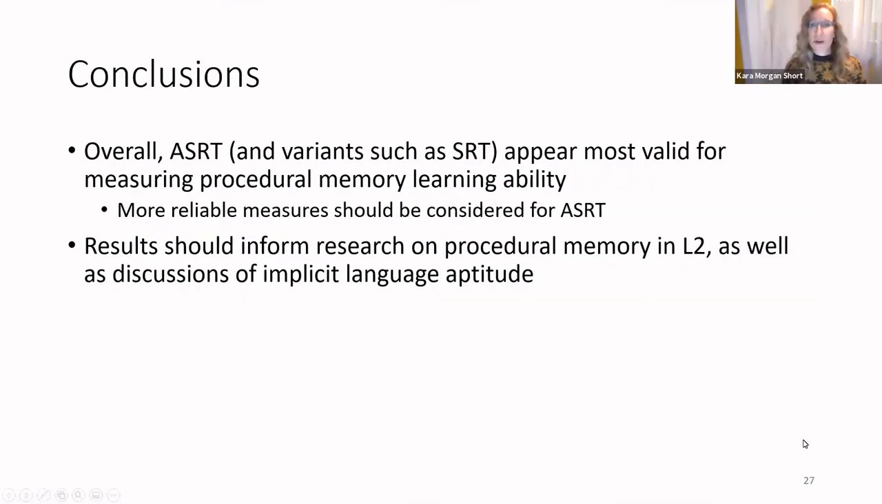So to conclude, overall, we found evidence that the alternating serial reaction time task and potentially variants such as a serial reaction time task appear most valid for measuring procedural memory learning ability, but that reliable measures should be considered for the alternating serial reaction time task. And we believe that these results should inform research on procedural memory in second language, but they might also have implications for discussions about implicit language aptitude. And we're very much looking forward to engaging in those discussions with you.